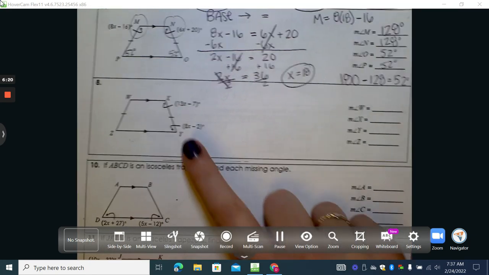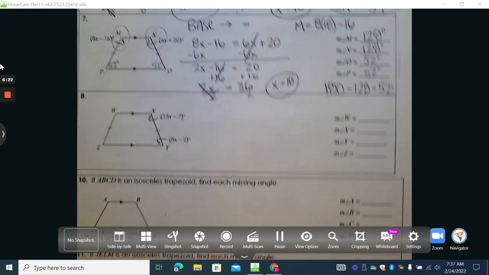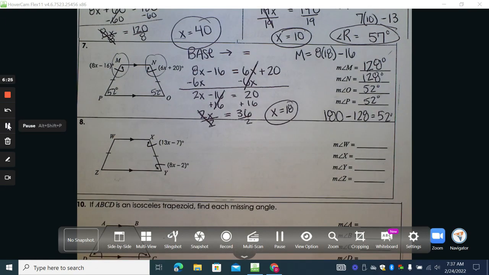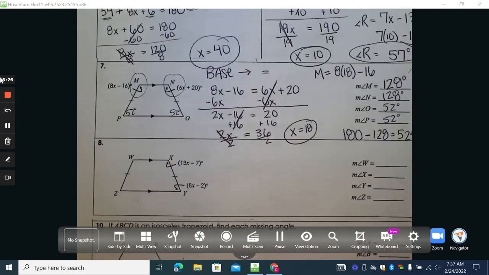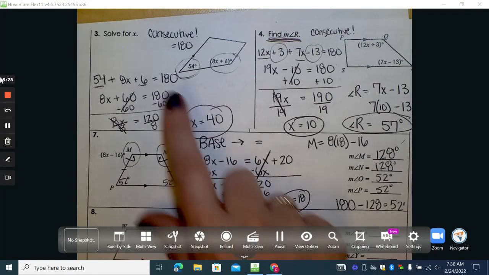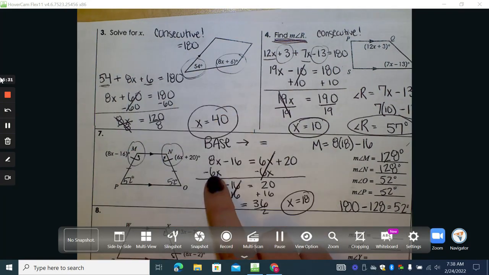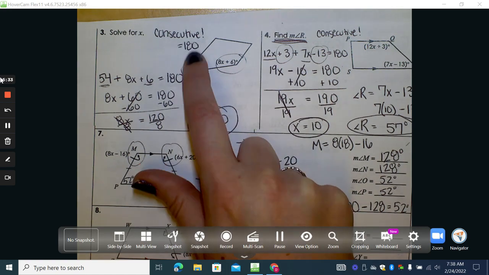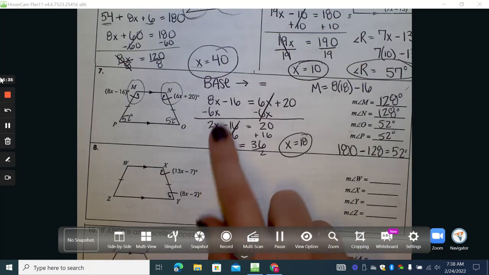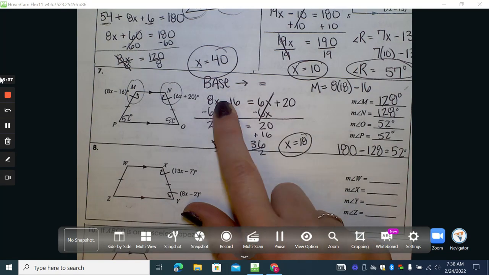So your next few slides are going to be doing 8, 10, 11 on the next couple of quiz slides, which are set up just like this. The main thing is to decide, are they consecutive angles or base angles? If they're consecutive, they equal 180. If they're base angles, they equal each other.